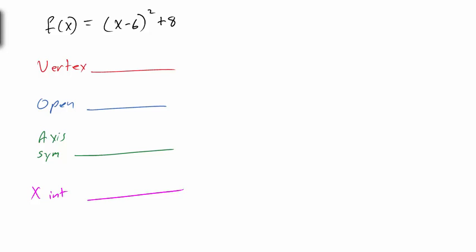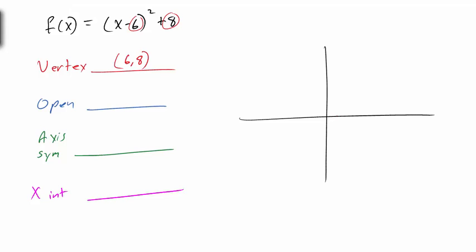All right, so here we have the vertex. The vertex is our h and k, so here we have 6 and 8, so the vertex is going to be at 6 and 8. If we look at the graph, that means we're going to go over 1, 2, 3, 4, 5, 6. We're going to go up 1, 2, 3, 4, 5, 6, 7, 8. And there's our vertex. Our a value, which is understood here to be a positive 1, so the graph is going to open up. So our graph's going to go something like this.